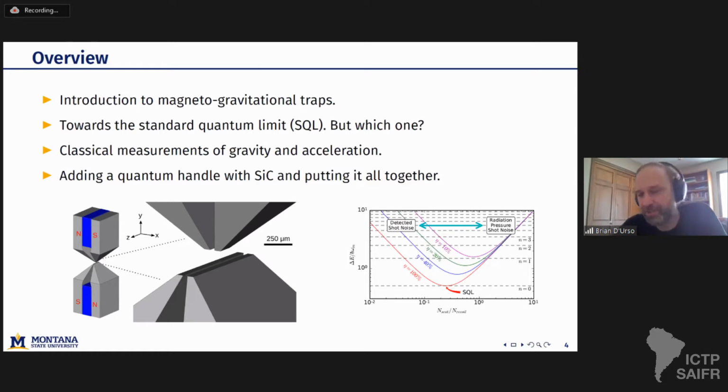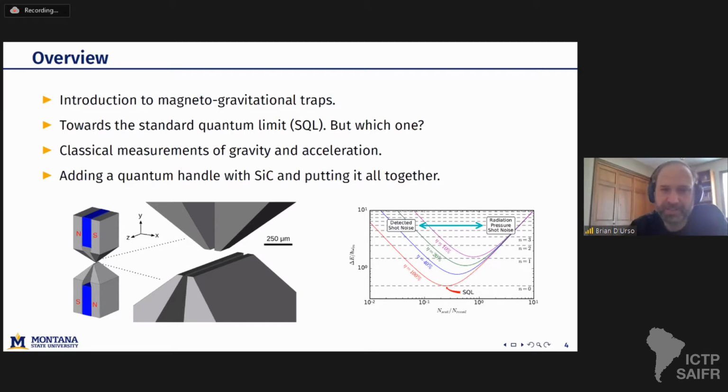But okay, so the rest of my talk will start with an introduction to these traps. I'll try to get through that pretty quickly. What we're trying to do is measurements that approach the standard quantum limit, but there's sort of a question of what standard quantum limit or what measurement are we actually trying to do? I'm going to talk a little bit about classical measurements that we're making of ultimately big G and also local acceleration in our lab. That's partially because there are some useful techniques there that we developed for doing more quantum gravity related work. And finally, I want to talk about trapping silicon carbide particles and using defect states in them, in particular silicon vacancies, to try to start doing some real quantum measurements in these systems.